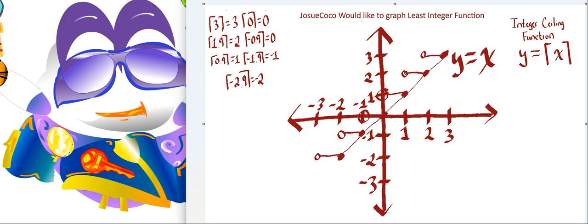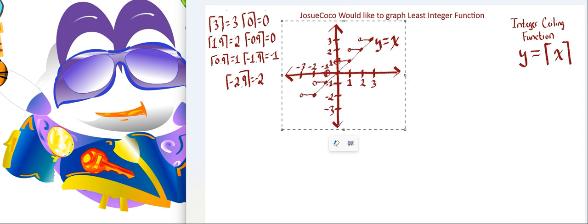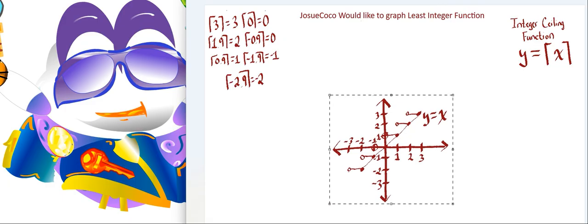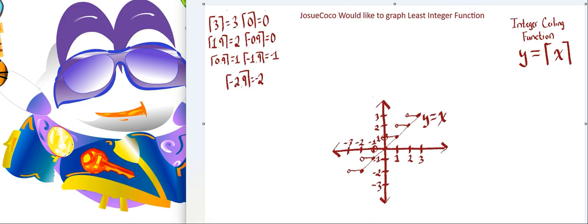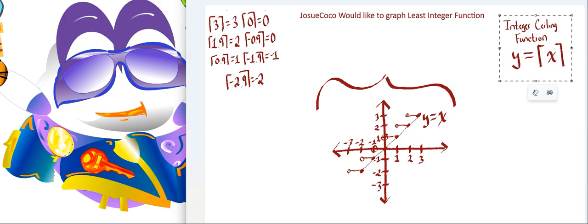Let's make some space here, minimize our graph, and state that the entire graph represents the ceiling function of x.